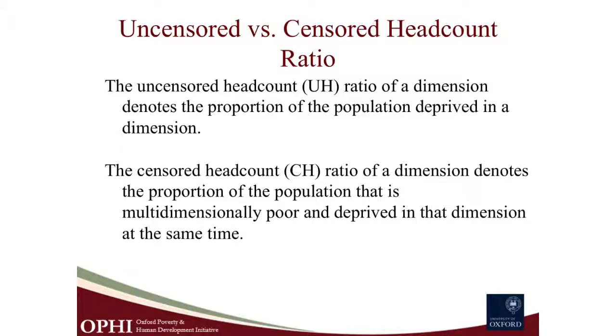Now, uncensored versus censored head count ratio. The uncensored head count ratio of a dimension denotes the proportion of the population deprived in that dimension, right? And the censored head count ratio of a dimension denotes the proportion of the population that is multidimensionally poor and deprived in that dimension at the same time. So it has to hold together.